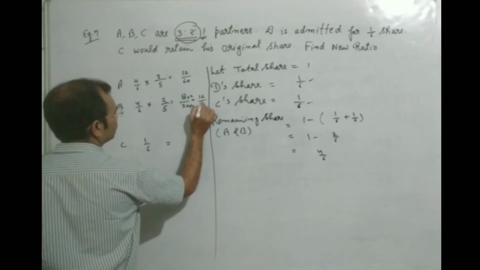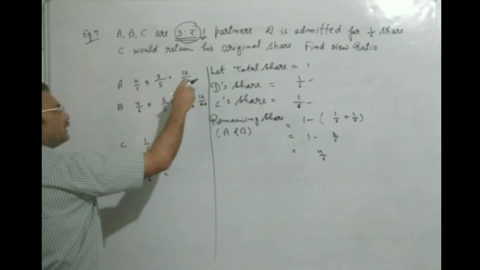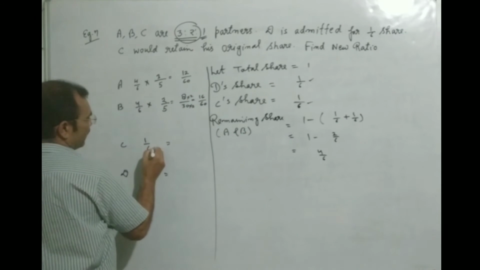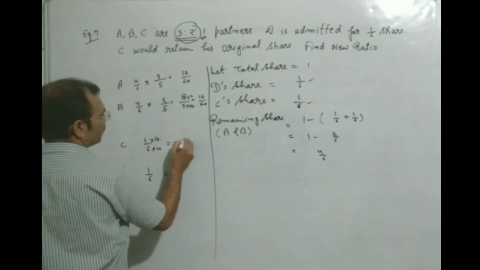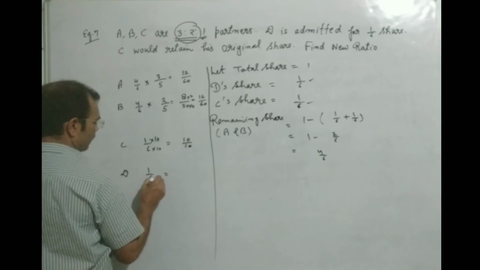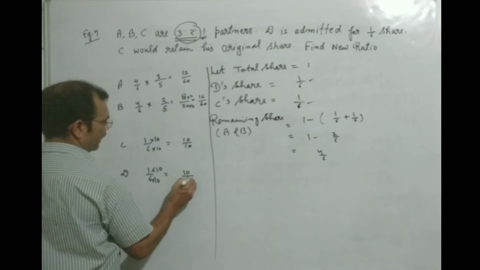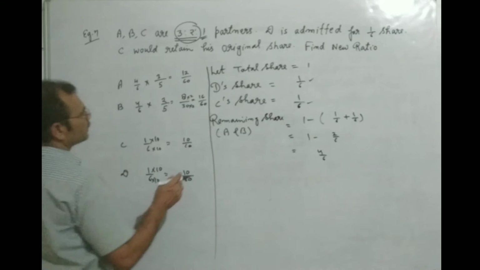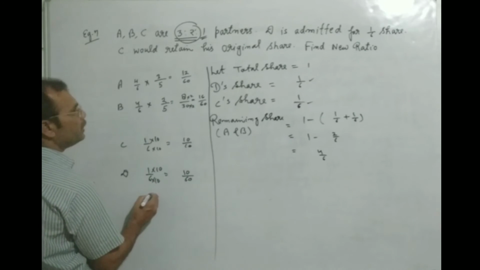16 upon 60 will come. This is 12 upon 60. This is 16 upon 60. If we multiply here by 10, means 10 upon 60 will come, and in the same way here will be 10 upon 60. Now all the denominators have been made equal, so we will find the new ratio.